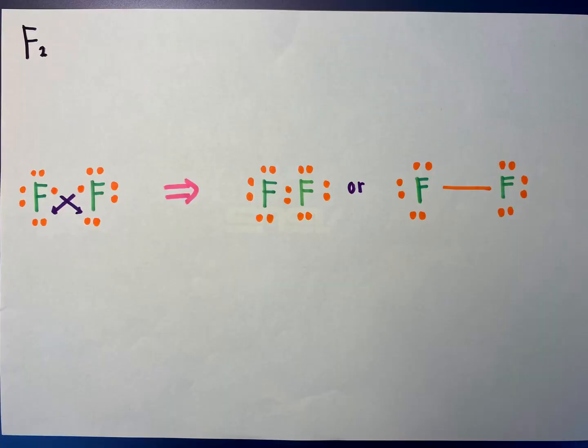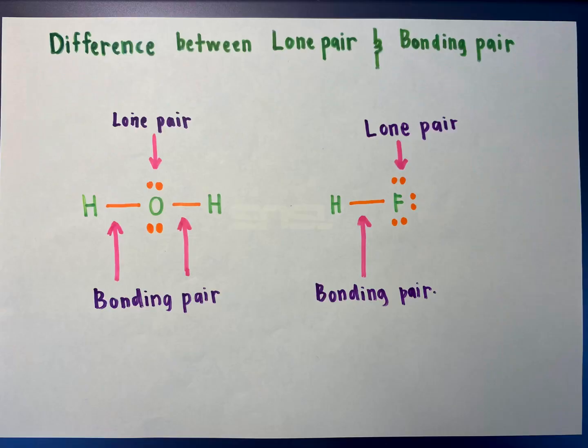Now, I want to show one example of formation of a covalent compound using Lewis structure. As you guys can see, 2 fluorine atoms make a single bond to share their electrons. We also have 2 types of electron pair in covalent bond. This is the difference between lone pair and bonding pair.